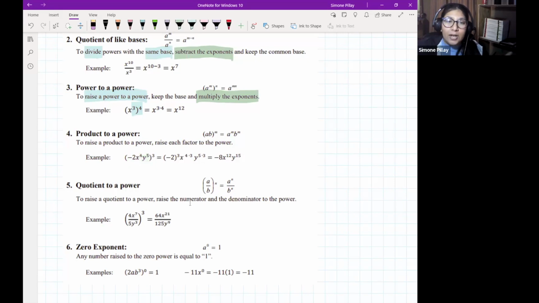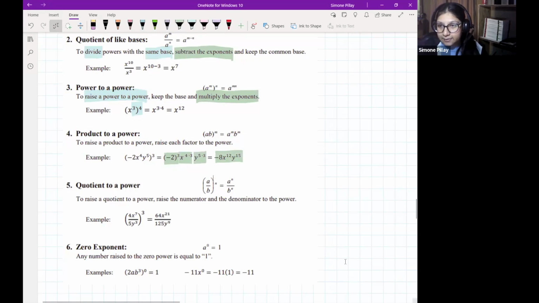When there's a product being raised to a power, we have to multiply this exponent to each factor inside the brackets. Okay, and so you'll see here what they've done is they went -2 cubed, x to the power of 4 times 3, y to the power of 5 times 3. And once we multiply all of that out, we get our final answer.